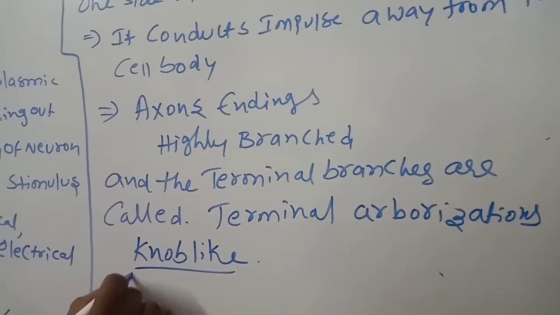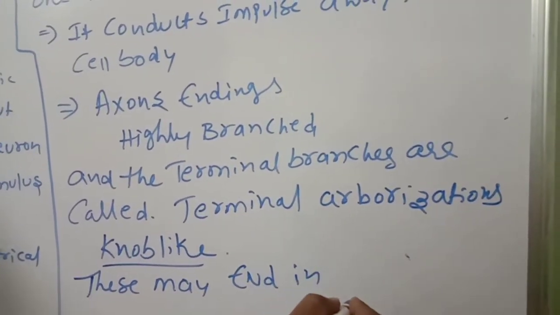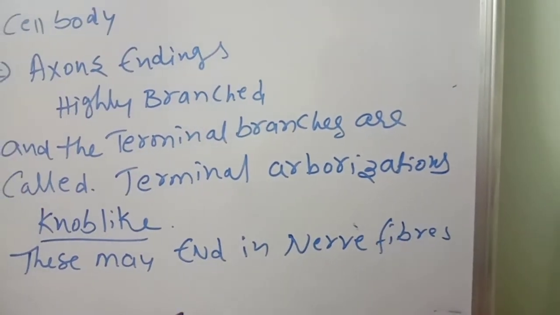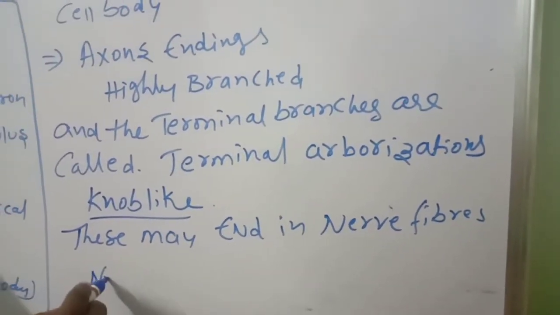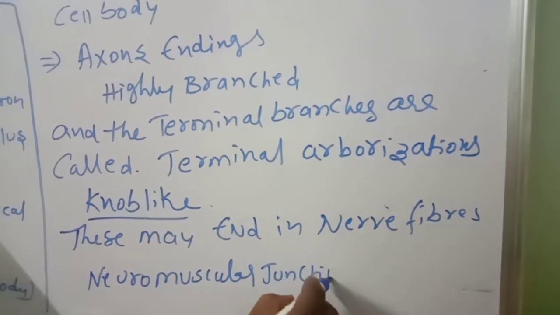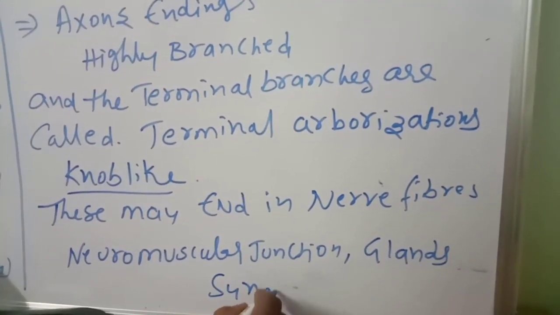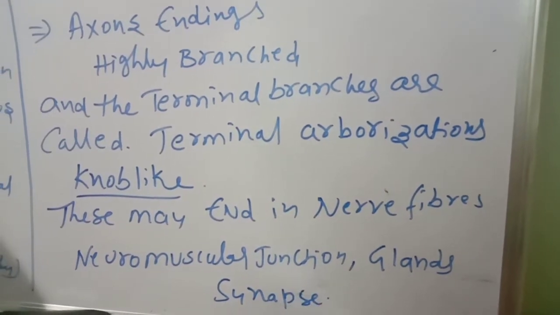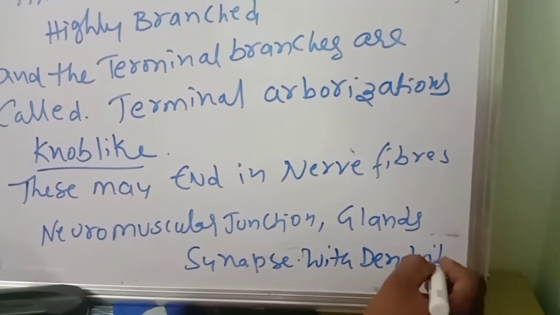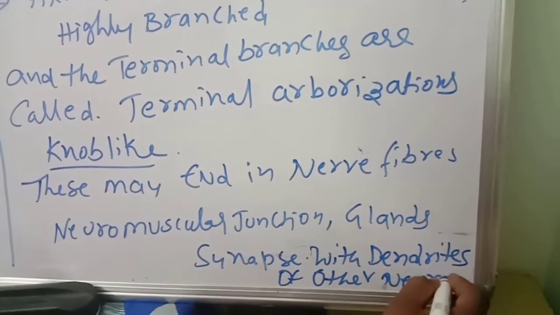These may end in nerve fibers, most importantly in the neuromuscular junction, or glands, or synapse with dendrites of other neurons. These points you should have to remember.